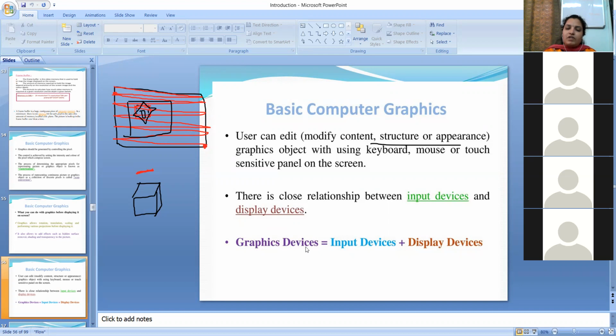Now, what are graphics devices? It is a combination of input and output devices, and the output device is nothing but the display, because the main purpose of computer graphics is to display the image or to represent the data in image form. So display is very important. So in short, computer graphics devices are made up of input and output, that is display devices, altogether.